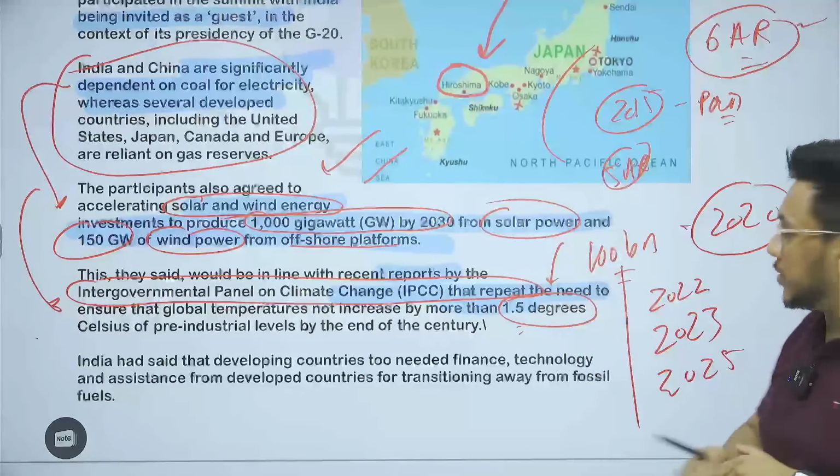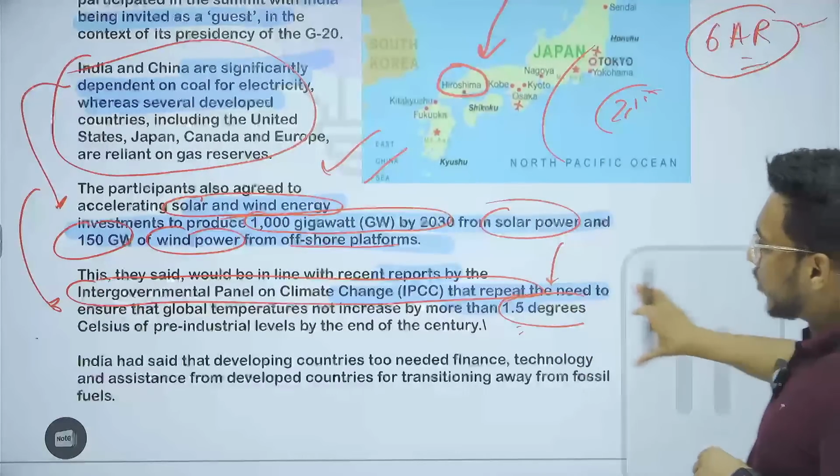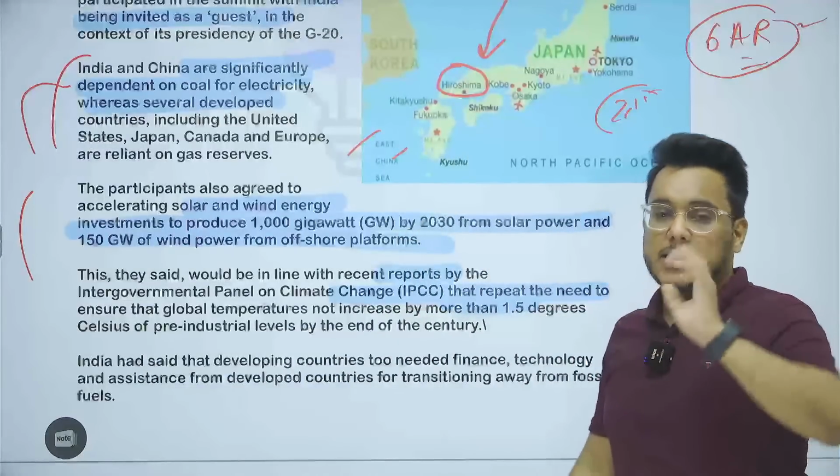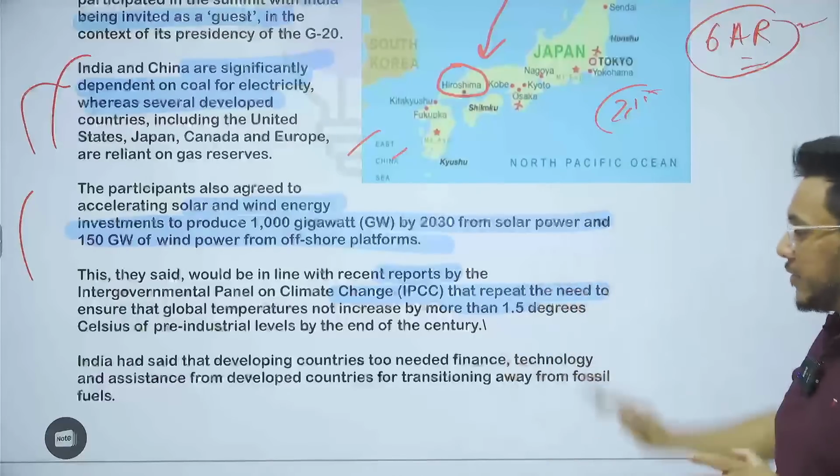1.5 degrees Celsius. Why? Because if it goes beyond 1.5 degrees Celsius, then catastrophic tipping points will be ignited. So we need to achieve this particular thing.